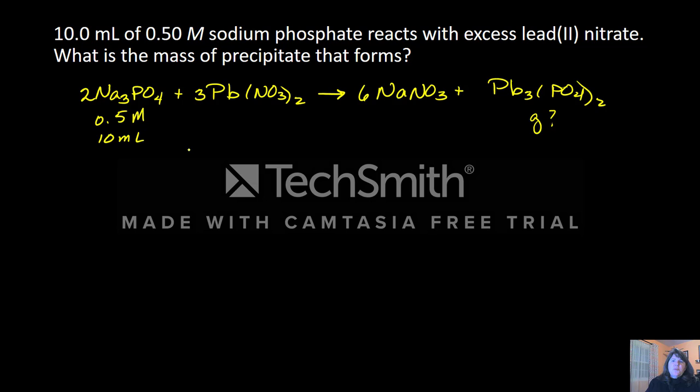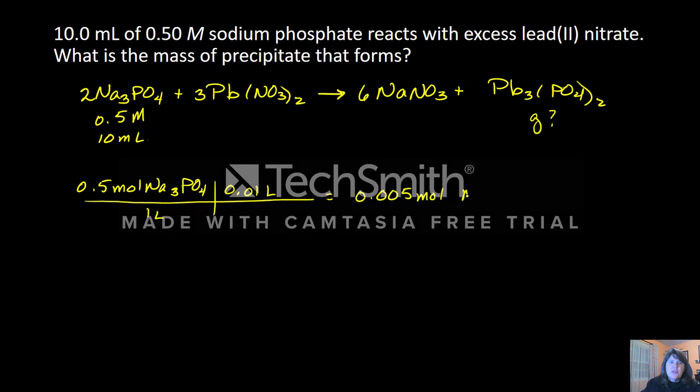The only difference between this problem and the ones that we've done before is instead of starting with grams, we're starting with molarity and volume. So from these two, I can get to moles. So 0.5 moles of sodium phosphate in 1 liter contain, now the 10 milliliters, I'm going to go ahead and convert that in my head just by moving the decimal point 3 places, 0.01 liters. And that actually gives me 0.005 moles of sodium phosphate.